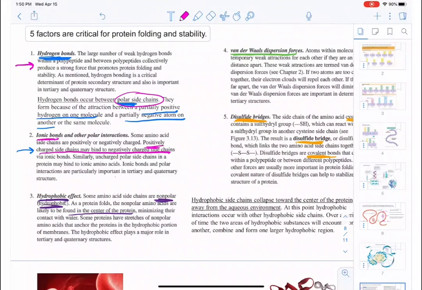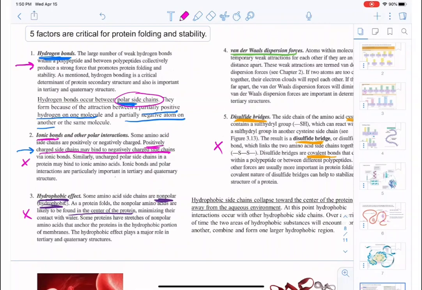Well, I don't see any positively or negatively charged side chains, so it's not going to be an ionic bond. These are both polar side chains. They're hydrophilic, so that rules out hydrophobic. Neither of those are cysteine amino acids, so that rules out the disulfide bridges.